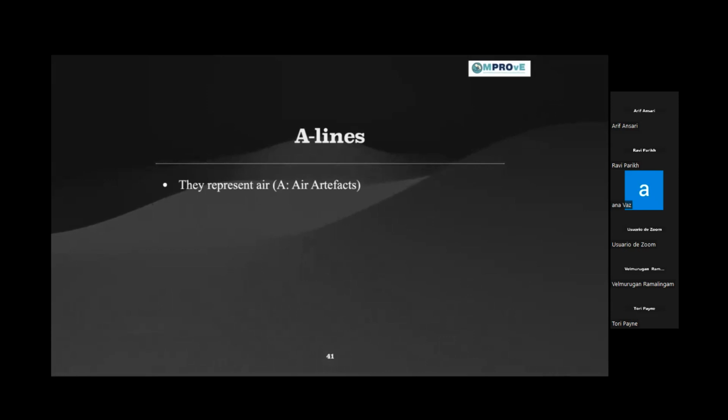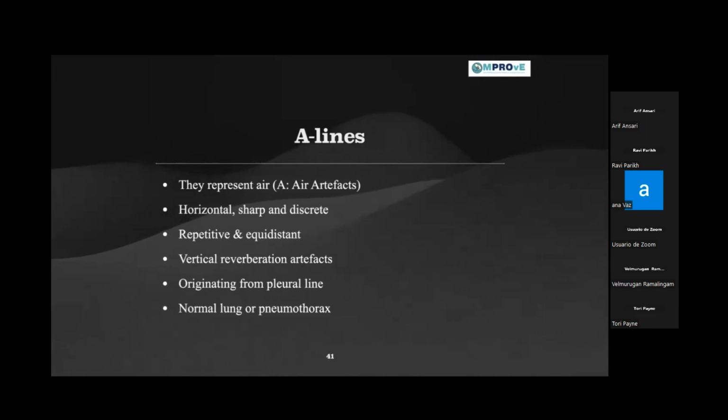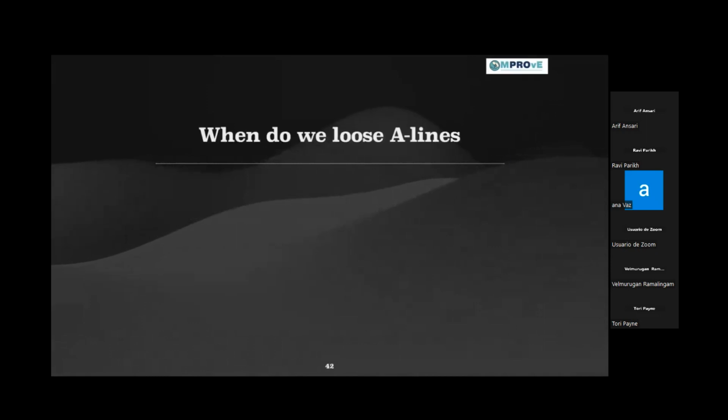We have discussed A lines already. They represent air, A for air. It's horizontal, sharp, and discrete. It has to be repetitive and equidistant. Sorry, that's not vertical, that's a typo here. It's a horizontal reverberation artifact, and all of the A lines originate from the pleural line. It can be found in the normal lung, or it can be found in pneumothorax.